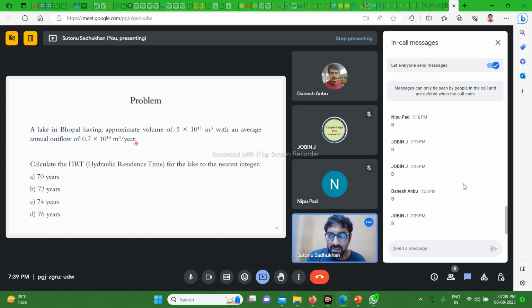Jobini has given the answer as B. Okay, I'll wait for 1 more minute. Okay, Nipu has also given option B. Okay, so it is a pretty simple problem. I think I'll go with the solutions.